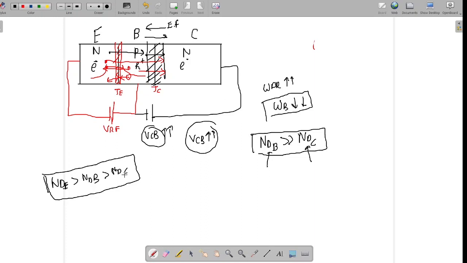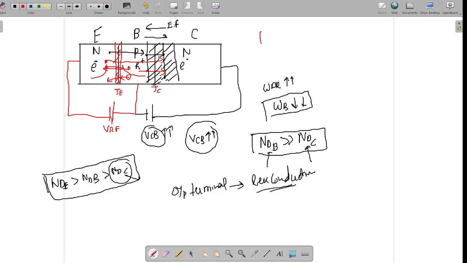Now the question may arise: sir, you are making doping of collector small as compared to doping of base. When VCB is increasing, what will happen? Width of depletion region will be more in collector as compared to base. It means that you are increasing the resistivity of this collector. It means you are making this collector region less conductive, and collector is the output terminal. How can it be possible that the output terminal is more resistive? How is it possible that this output terminal is less conductive? Well, that's a valid question.